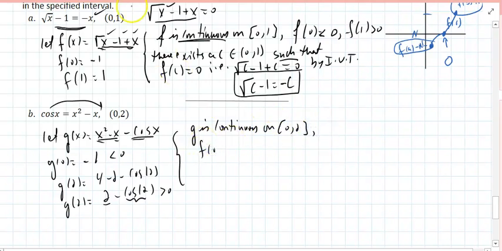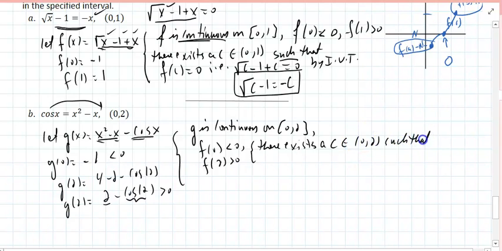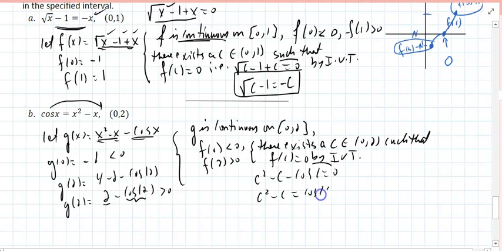g of 0 is negative. g of 2 is positive. So out of those, we know that there exists a c in the open interval between 0 and 2 such that f of c equals 0 by the intermediate value theorem. Hence, c squared minus c minus the cosine of c equals 0. And if you move it to match, that would mean c squared minus c equals the cosine of c.